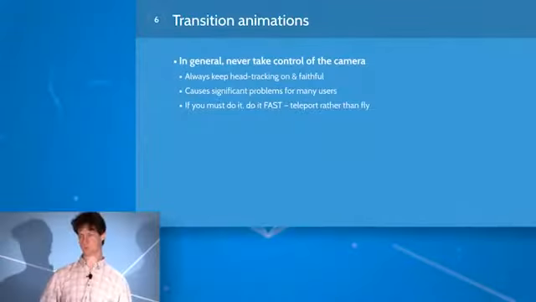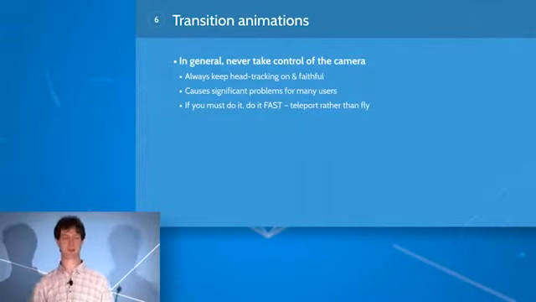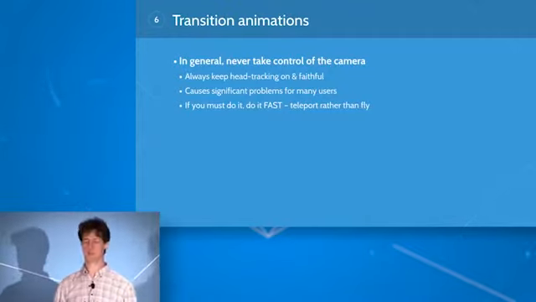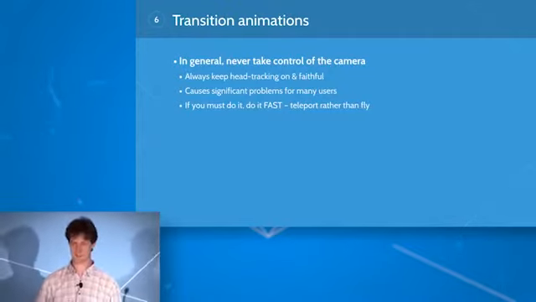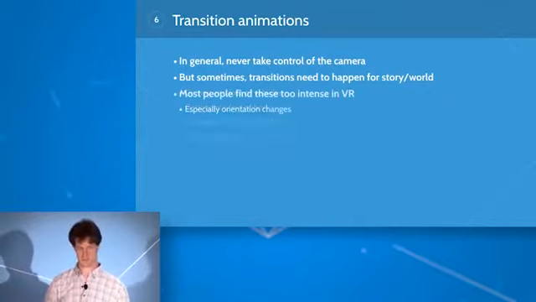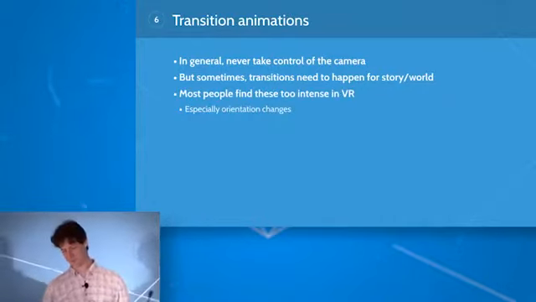Transition animations. There's VR rule number 0: never take control of the camera. Never. It's always got to be under user control. If you are going to move it, then it should be in response to a user action, right? Never just unexpectedly yank it. It's terrible, the worst thing you can do. Here's the problem.